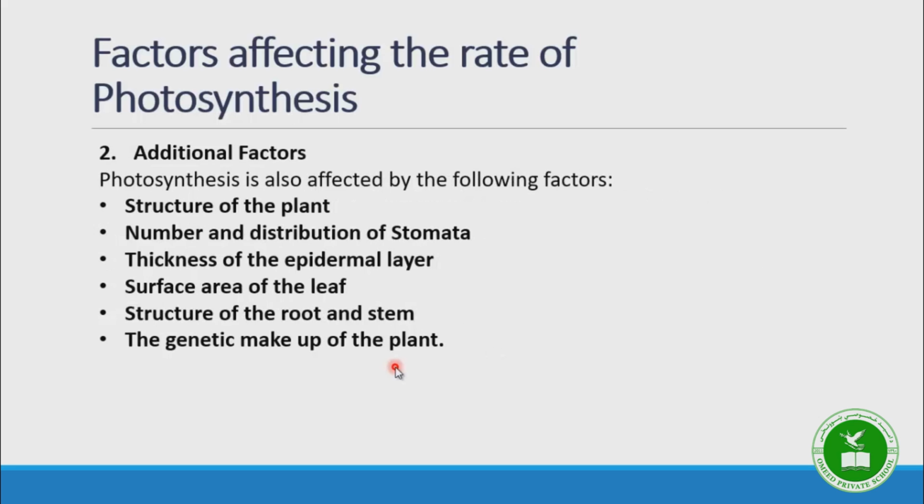The additional factors that affect the rate of photosynthesis are, first, the structure of the plant or the structure of the leaves.